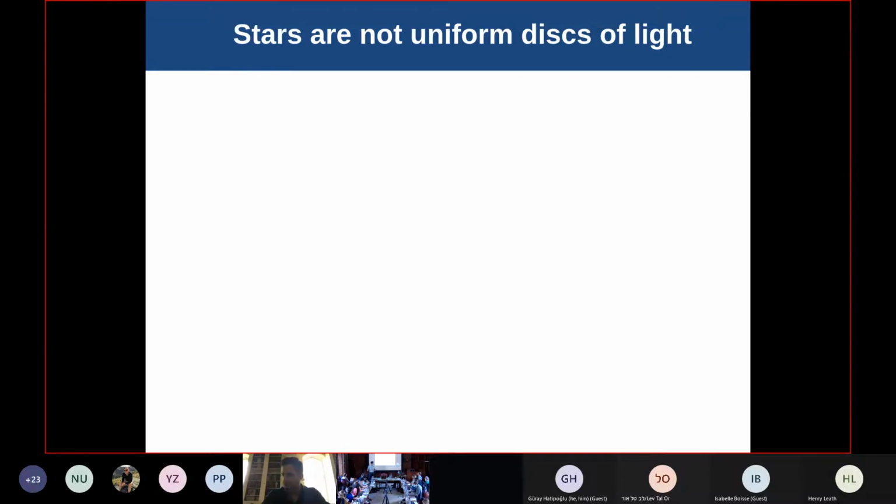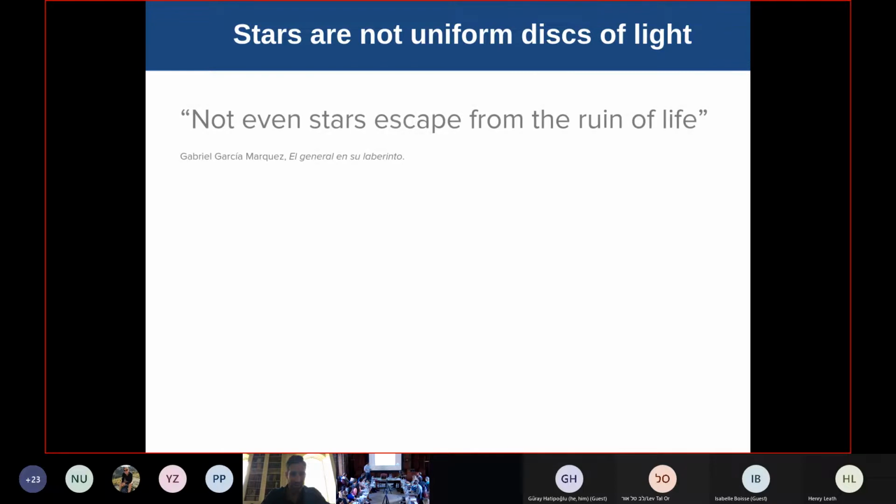So they have spots. And some months ago, I was reading a book by a Latin American author, and he found a nicer way of saying this. And he was saying not even stars escape from the ring of life. So stars are not perfect.